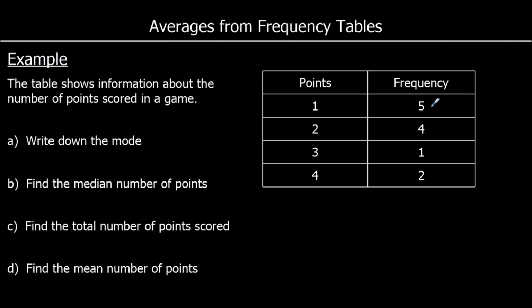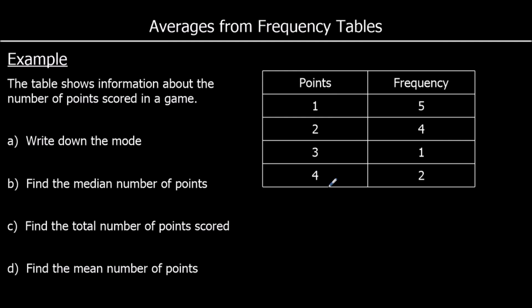So it's telling us the frequency. Frequency means how many. So 5 times 1 point was scored. 4 times there were 2 points. 1 time there were 3 points. And 2 times there were 4 points.